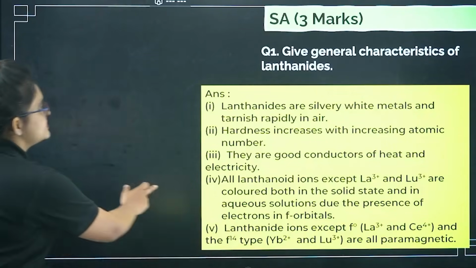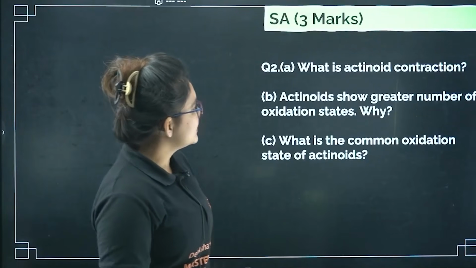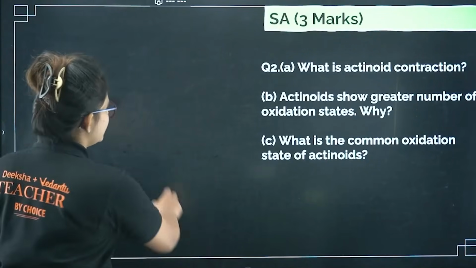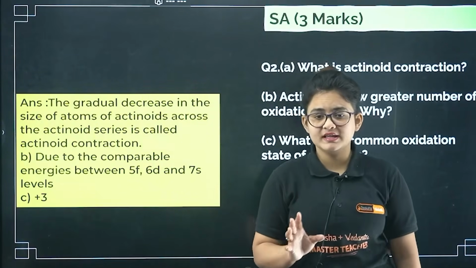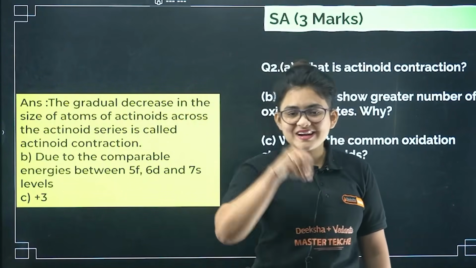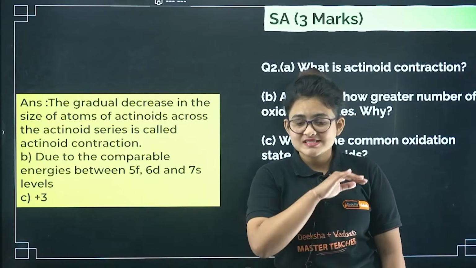Clear? Proceed further. Okay, what is actinoid contraction? Actinoids show greater number of oxidation states, and why? Okay, one by one let's discuss. First, actinoid contraction is the same as the lanthanide contraction: gradual decrease in the size of the atoms of actinoids across the series.